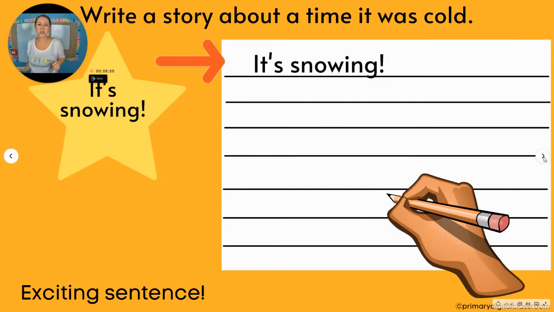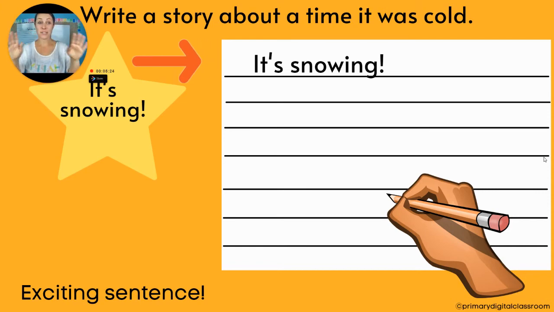All right, so first we have to write our first sentence. Make sure you indent. When we indent, we take 2 fingers and we put it at the beginning of our paper, and then we start to write. That indent is telling our reader that we're starting a new paragraph. So make sure you indent and then start to write that first sentence. And if you need to pause the video at any point, go ahead and do that.